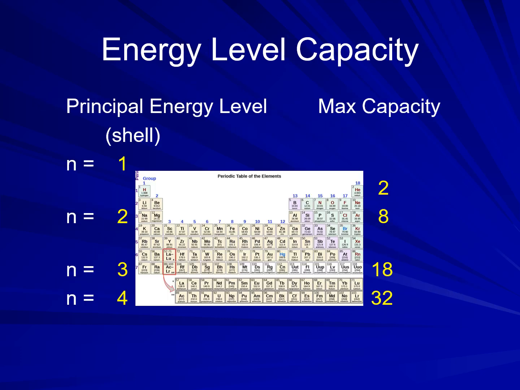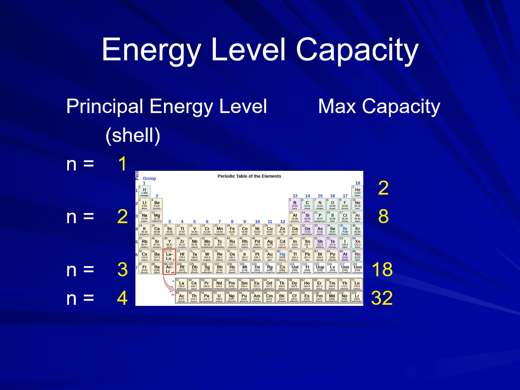So if you look at that first row on your periodic table, you only see 2 elements. Neutral hydrogen will only have 1 electron. Helium, neutral atom of helium, is going to have 2 electrons. So the max capacity on that first energy level is only 2 electrons. Come down to the second row, and if you count across that second row, you'll see 8 elements. So the max capacity for the second energy level is 8.